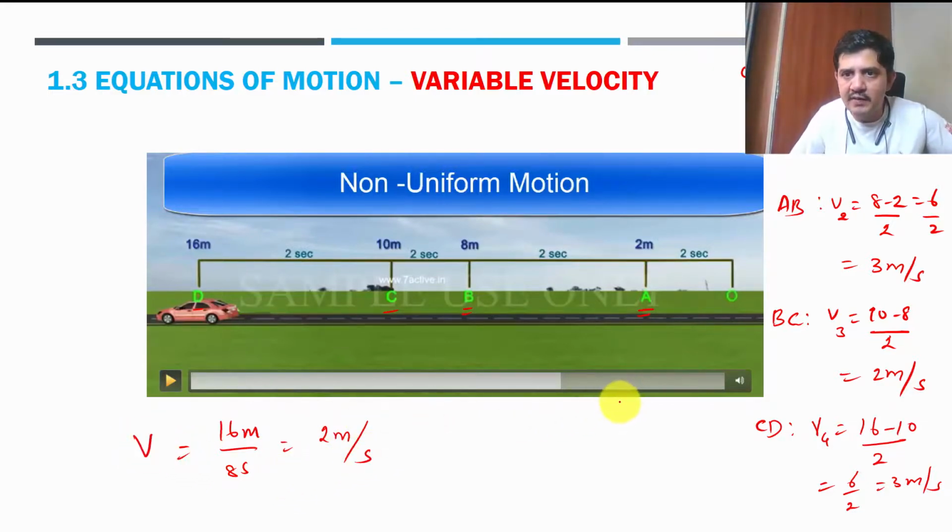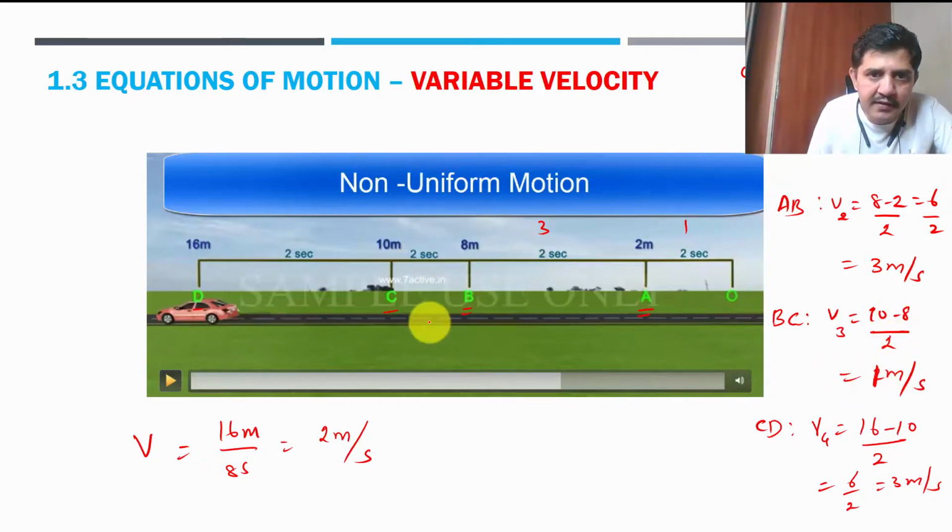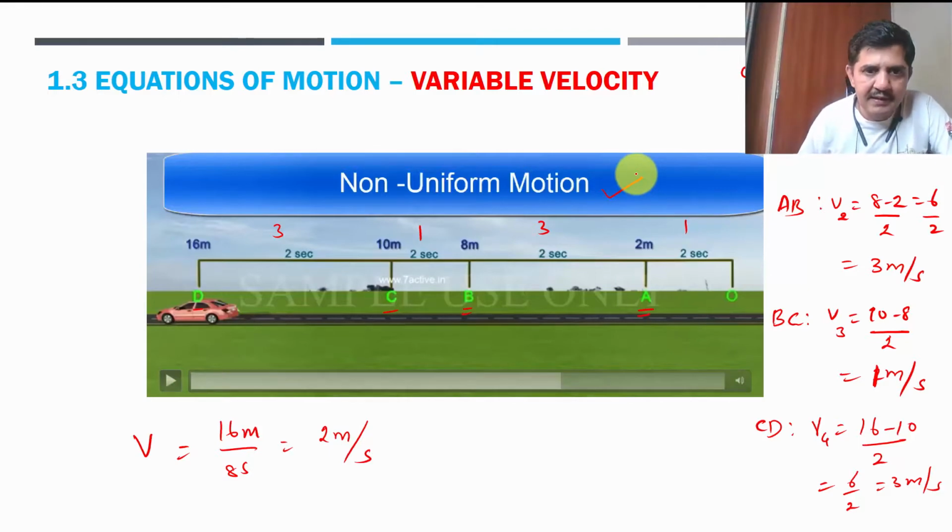Now, can you tell me what these velocities are? The velocity V1 is 1 meter per second here. And here it was 3 meters per second, which means it was really accelerating. And here, 10 minus 8 divided by 2, 2 by 2, is 1 meter per second. And here it was 3 meters per second. You see here, the velocities are varying. In such cases, we say that this motion is a non-uniform motion, and thus you will be able to find out the acceleration in this interval, and so on. Okay, now let us move on to the next topic.